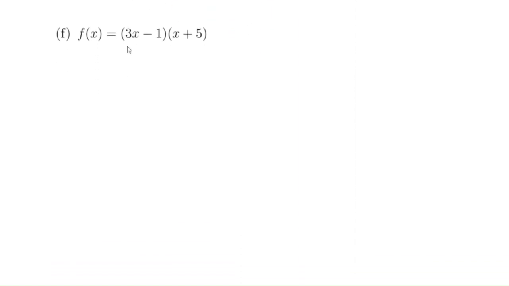To find f prime of x, we can't just do the derivative of this times the derivative of this. That would give us the wrong answer, so we need to FOIL things out. So 3x times x, that'd be 3x squared. We multiply the two outside things, let's do that first. We would get 15x, 3x times 5.